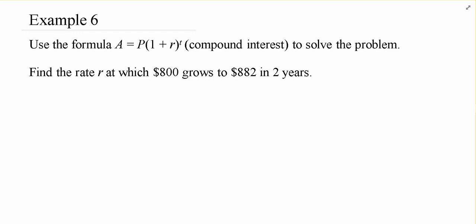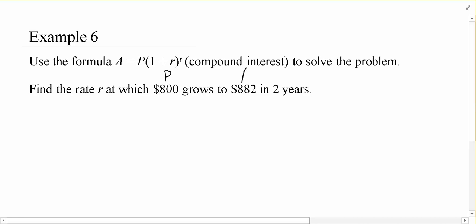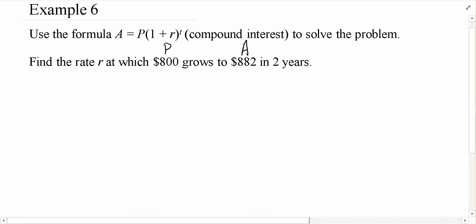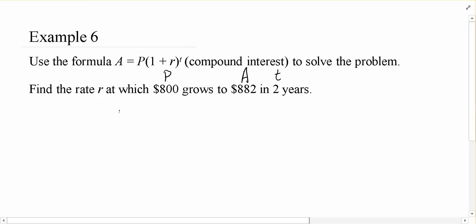So in this problem, you're asked to find R, for which $800 is going to grow to be $882 over the course of 2 years. So 800 is the amount that we start with. That's the P. 882 is the amount we end with. That's the A. 2 years is the amount of time it stays there for. That's the T.